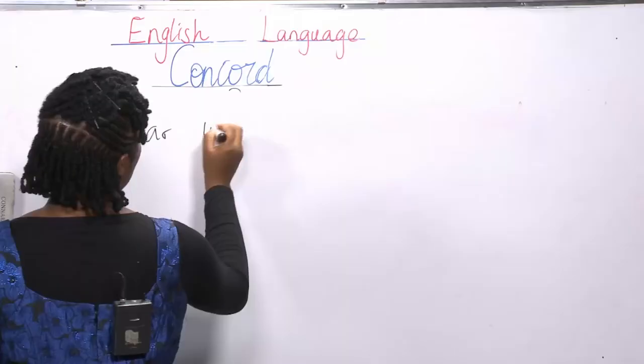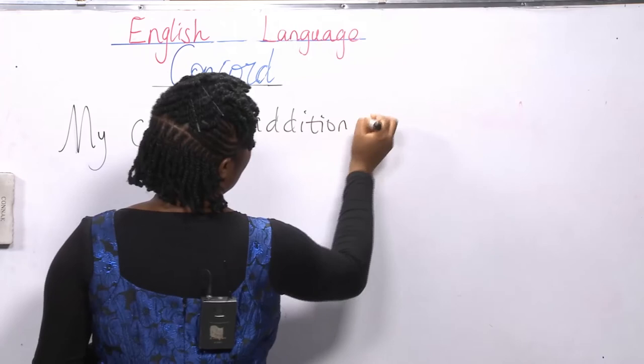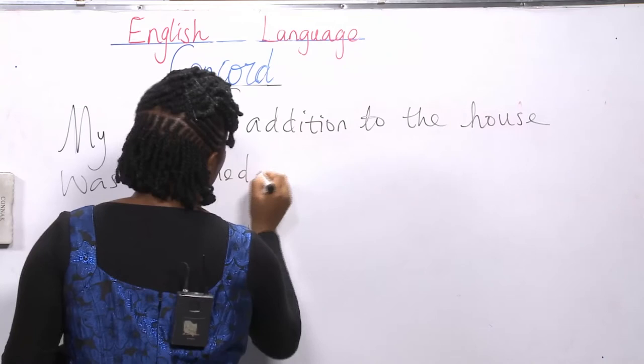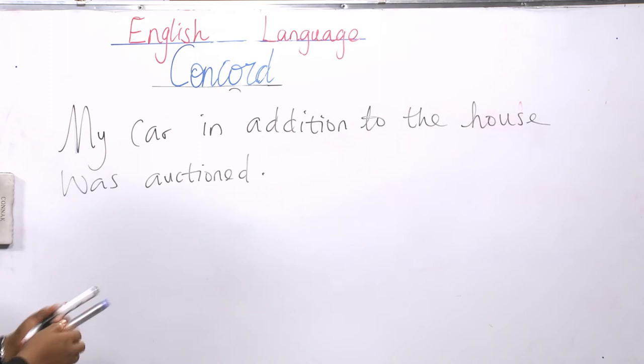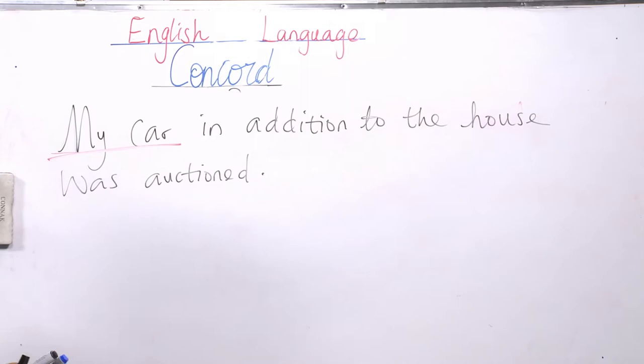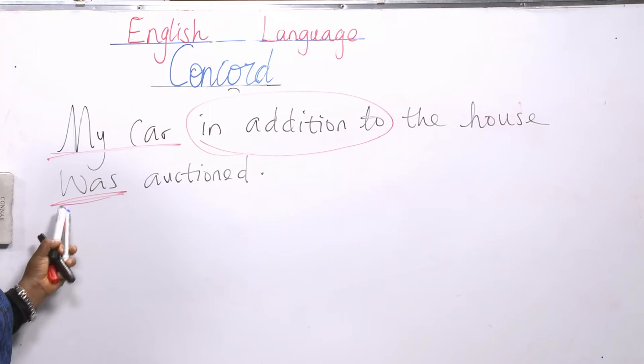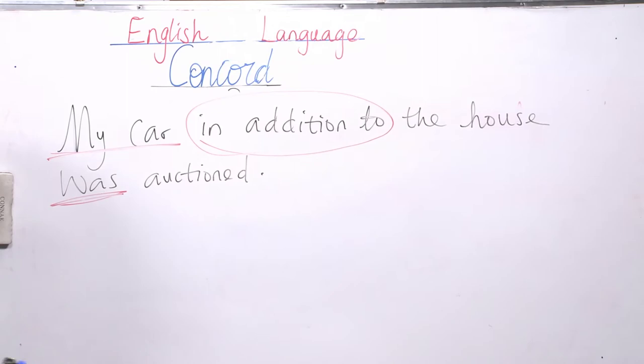My car, in addition to the house, was auctioned. Now, the first subject here is a singular subject, my car. Because we have used "in addition to," it will be followed by a singular verb, was. So my car, in addition to the house, was auctioned, not were auctioned, because we have used "in addition to."